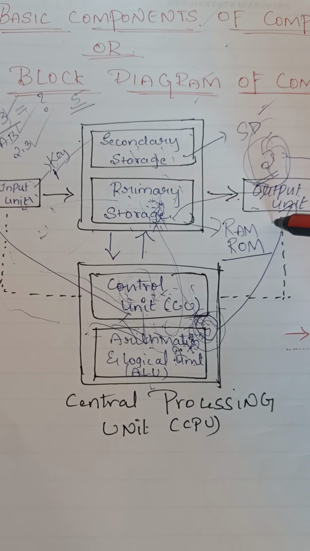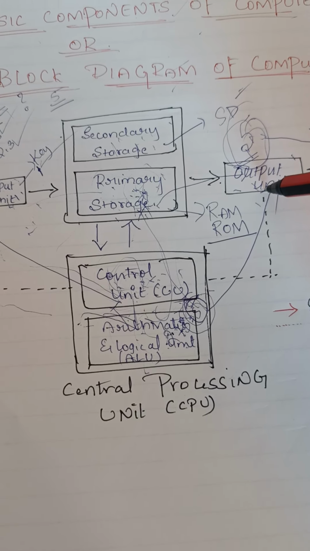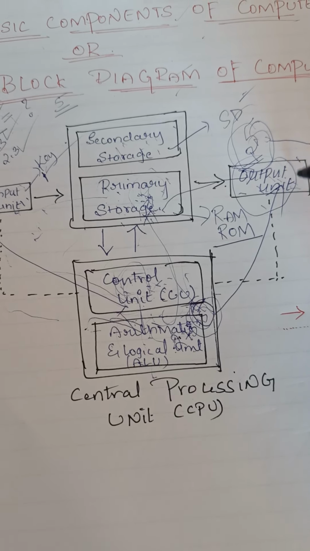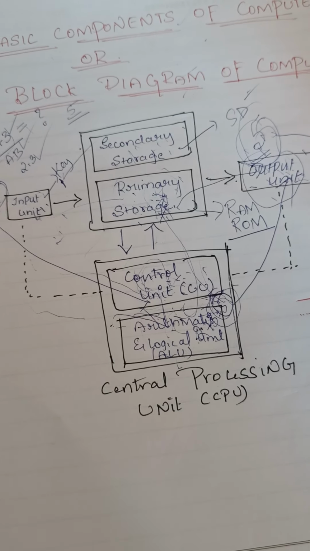After that it sends the result, and that result should be displayed on the monitor. The output unit is nothing but output devices, monitor, printer. Through the printer we get the output. So that output we call information.